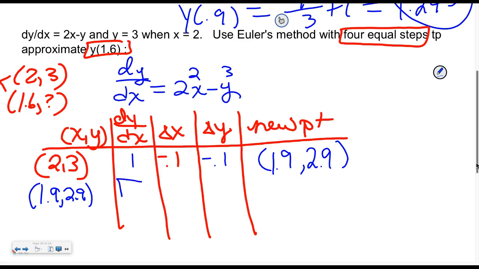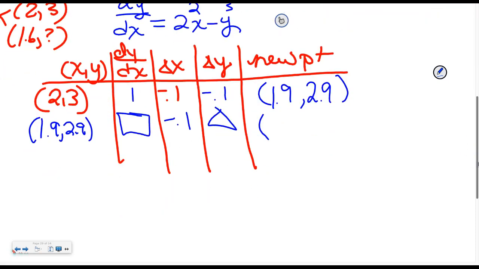I'm just going to put a box there because I don't want to do the arithmetic. Could I? Yes. I don't want to. Are you all right with me just bailing on the arithmetic? What goes in here for sure? Negative 0.1. How would I find delta y if I was in the mood to do arithmetic? And multiply these two. I'm going to call it a triangle because I don't want to multiply them. All right? So what would my new point be once I was done with the arithmetic that I hate in it? 1.8, right, comma, 2.9 plus the triangle.